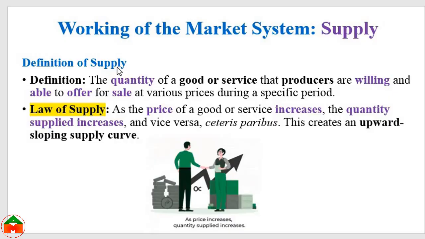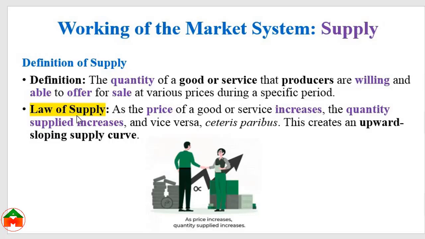Supply indicates the quantity of goods or services that the producers are willing to produce, or have the ability to produce or offer to the customers. Supply indicates the quantity of goods or services that the producers or manufacturers are willing to offer and have the ability to offer or sell at various prices during a specific period.